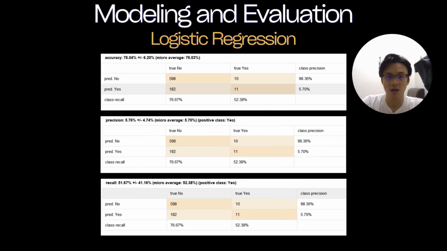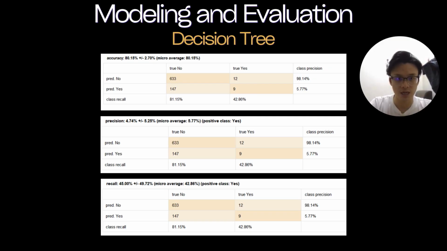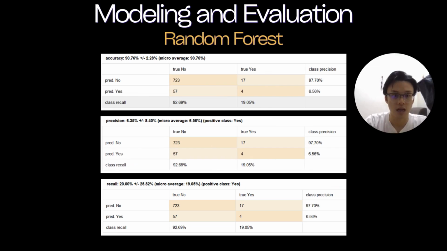This is the confusion matrix of the logistic regression. We can see the accuracy, precision, and the recall of the model. And this is the evaluation of the decision tree. And lastly, this is the evaluation of the random forest model.